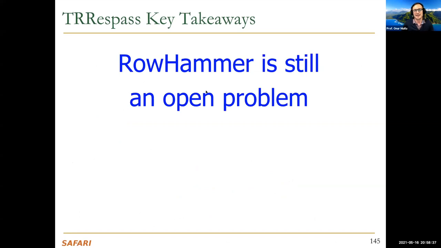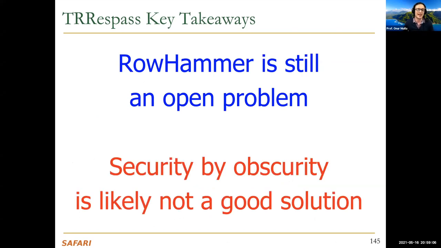And basically, we call this TRRespass because TRR is the solution that's implemented by DRAM manufacturers. And basically, we were able to overflow the tables that they had internally. They were recording the frequently activated rows in these tables, but these tables were not sized appropriately, and they were not secure, basically. They were not secure proofed. As a result, we were able to circumvent those tables. So Rowhammer is still an open problem. And I think security by obscurity, which was the route taken by manufacturers, is likely not a good solution. So we really need to think about solutions.